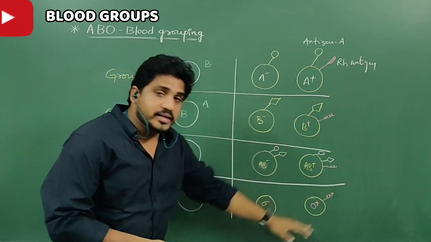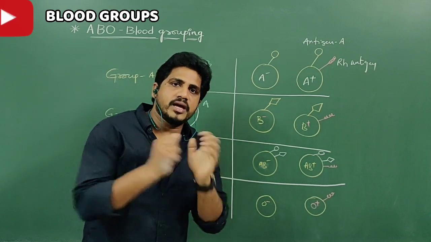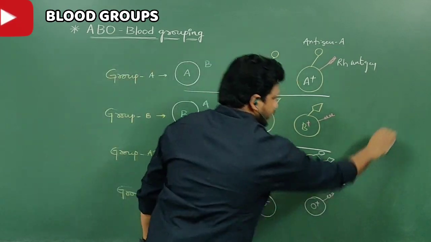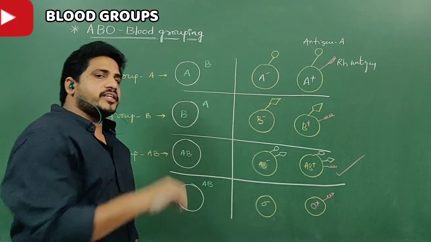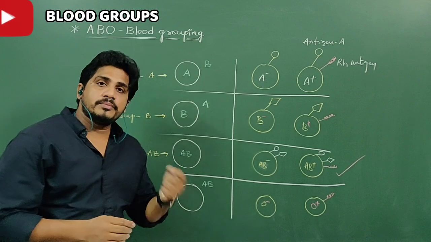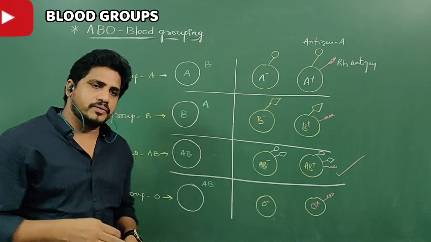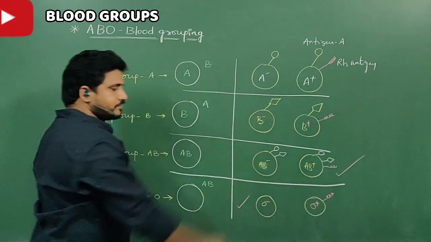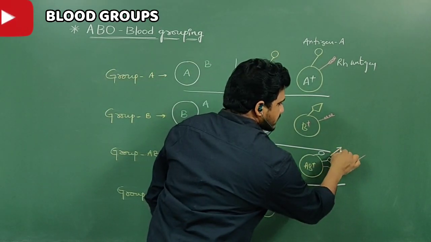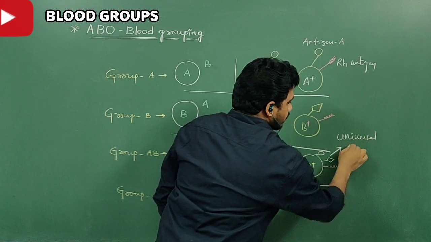In all 8 different types of blood groups, which blood group has the majority of antigens? This one, all 3 types of antigens. Which blood group doesn't have any type of antigens, least or zero? O negative. That's why AB positive is considered as universal recipient.